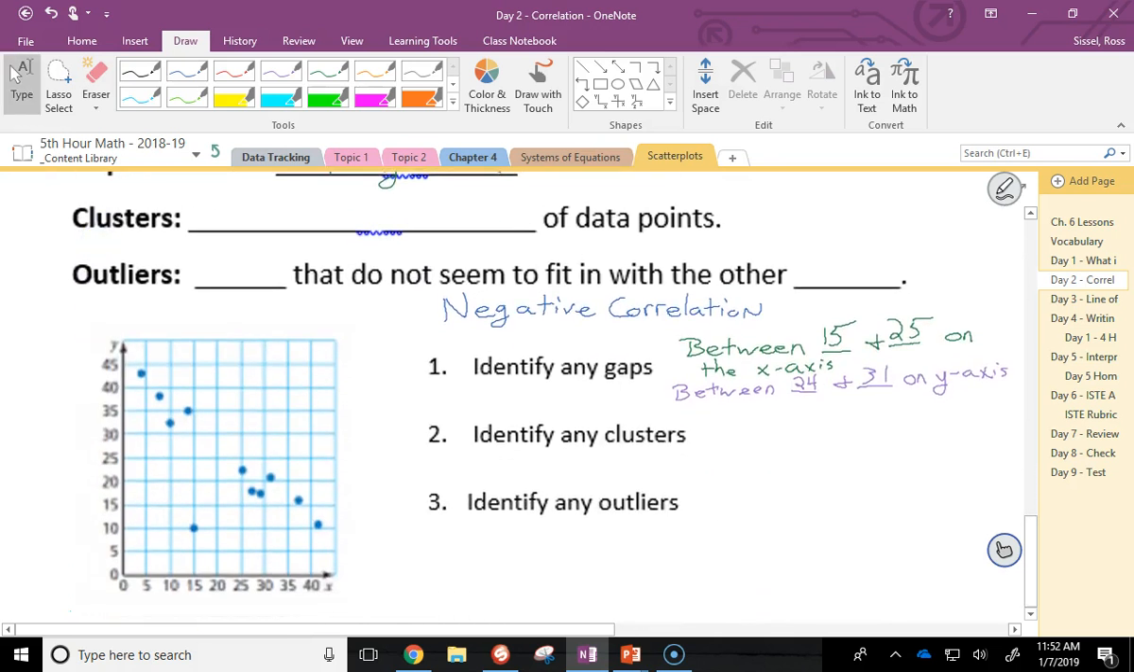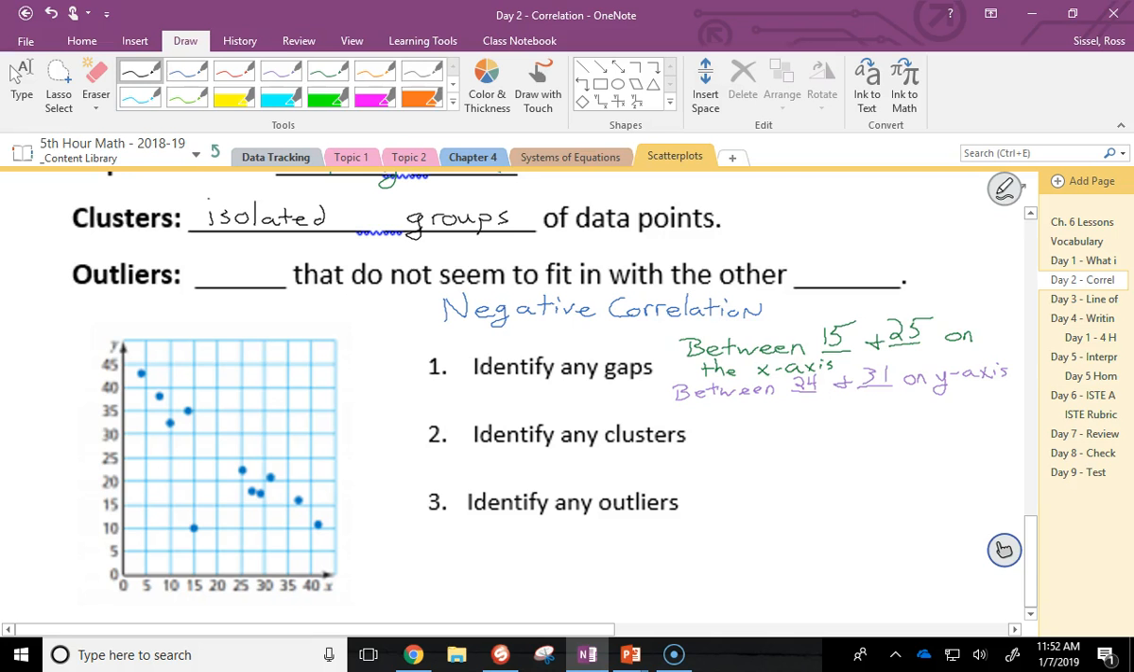Clusters. Anyone know what a cluster is? No correlation. It's like where things are kind of together. Yeah, it's where things are together. We're going to say clusters are isolated groups. It's kind of like he was just saying that it's where there's a bunch of dots together that aren't with the rest of the trend.